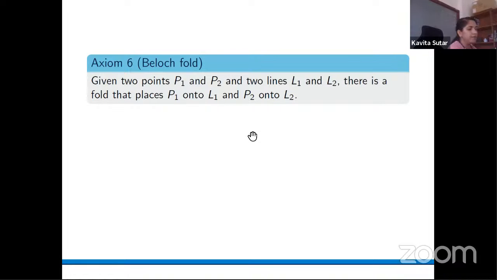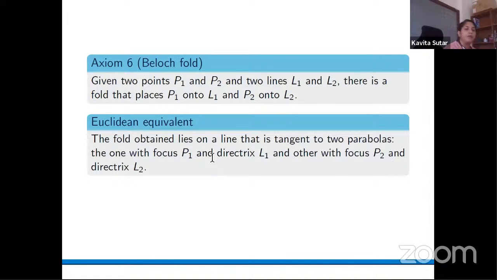Okay, with origami, with the simple construction of placing P1 on L1 and P2 on L2 simultaneously, which you saw was so easy, what you have done is constructed a tangent to both these parabolas. That is the speciality of the Belloc fold, or axiom 6. The Euclidean equivalent is the line that is tangent to these two parabolas. So that is what I was explaining to you. I hope I could convey this.